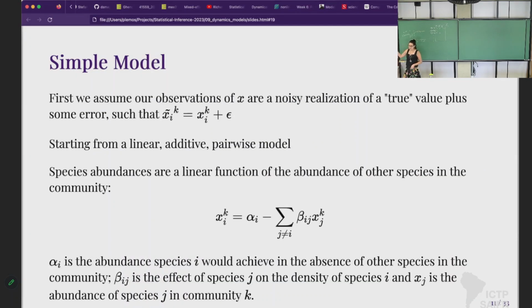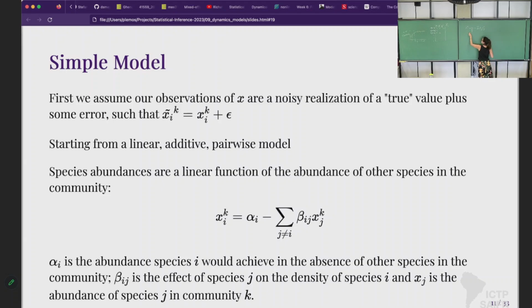So what we want to do is model the species abundances. We can assume that they are a linear relationship of all the other species. This model says that the abundance of species i in community k is given by a baseline abundance, and this baseline abundance is modified by the presence of every other species, through a coefficient and the abundance of the other species in community k. And then you could have replicates for this.